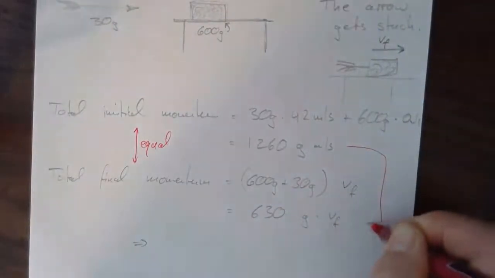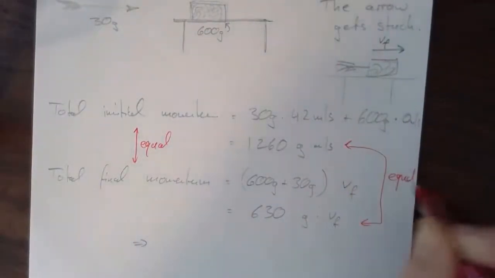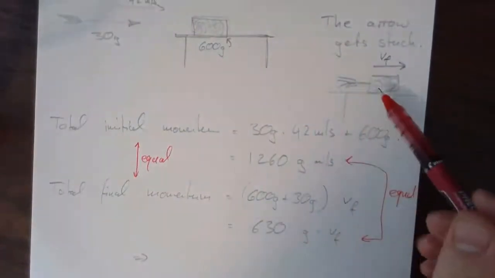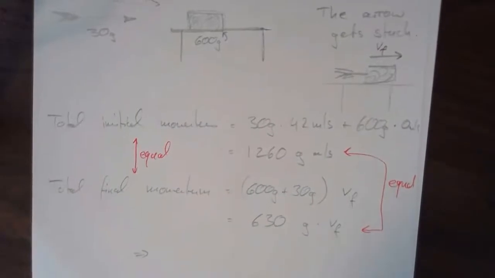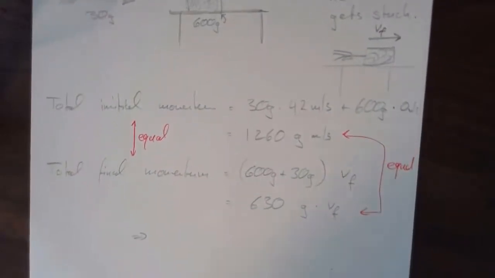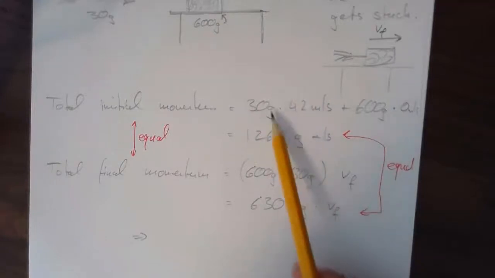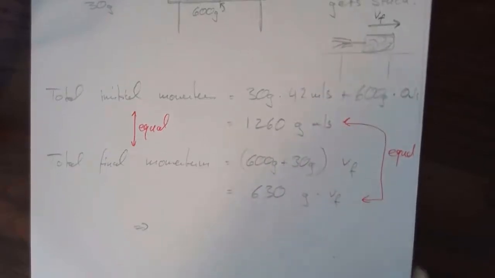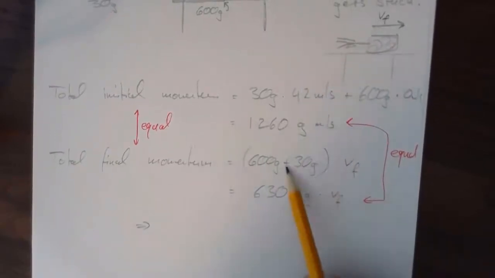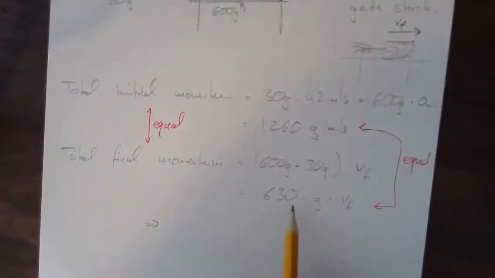Though these two values are equal, I'm not taking the initial momentum of the arrow and saying it's equal to the final momentum of the block or something like that. I always consider the sum of all the momenta. In this case, this one was 0, this one was something, so the something was the total. Afterwards everything is moving, so I've got a total mass to worry about, and they're moving at the same speed, which is why I was able to combine them, because they're stuck together.